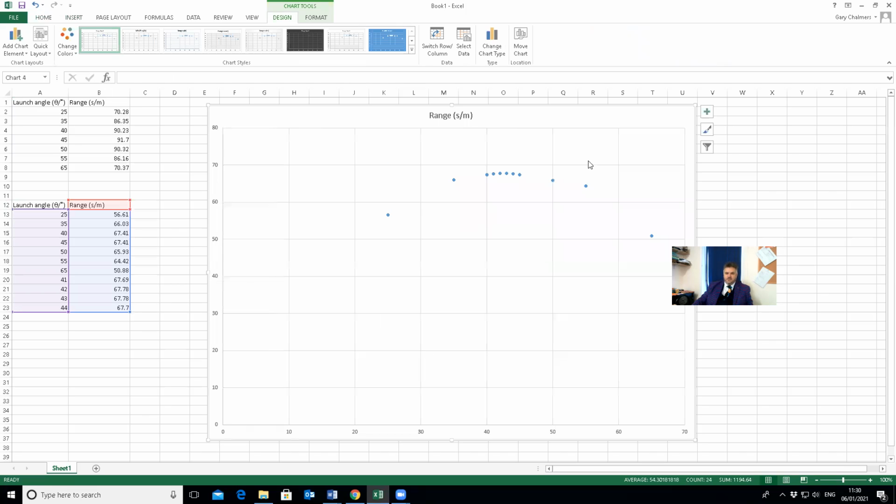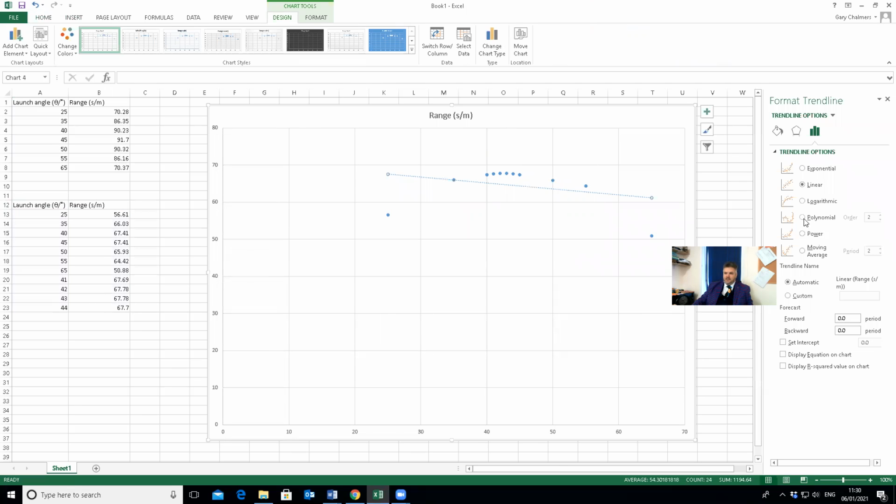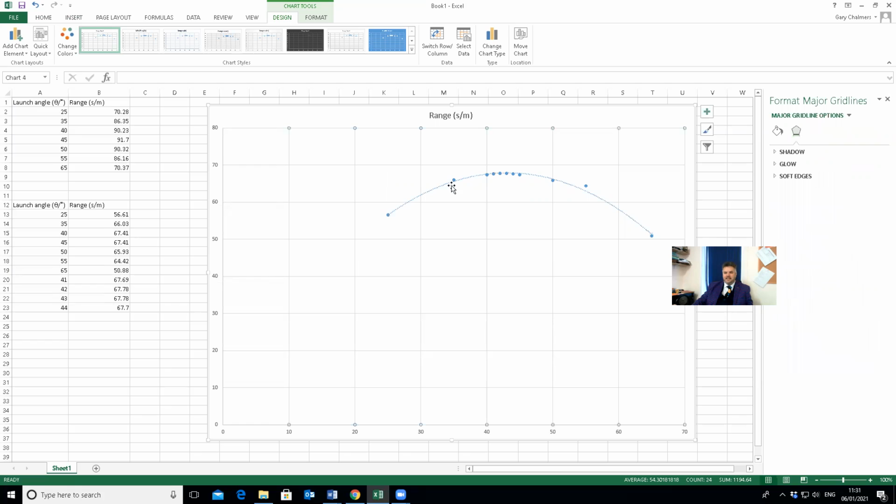And what I need to do is to add a trend line. So I right click on one of the dots and I want to add a trend line. And what I'm looking for is a polynomial trend line, okay? Because we're expecting a parabola. And that gives me a polynomial trend line. Now, when it looks for the optimum angle, well, it looks like it's somewhere around about here, but I want to be a little bit more precise.